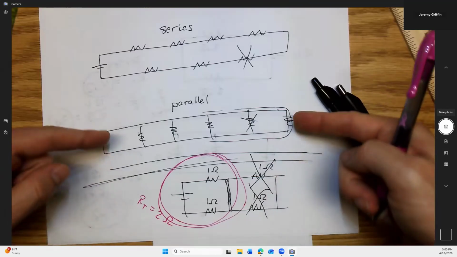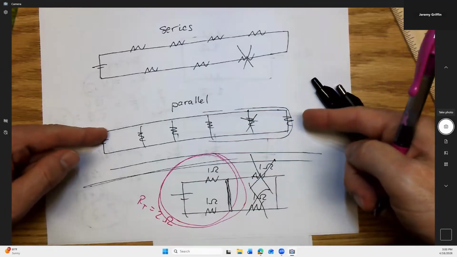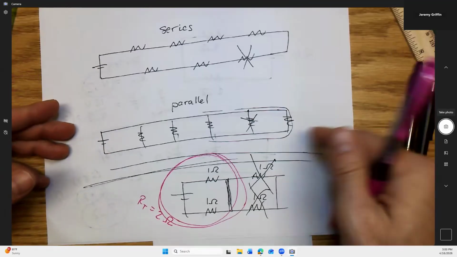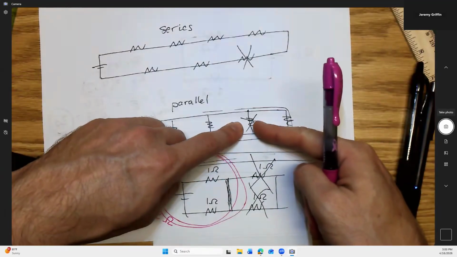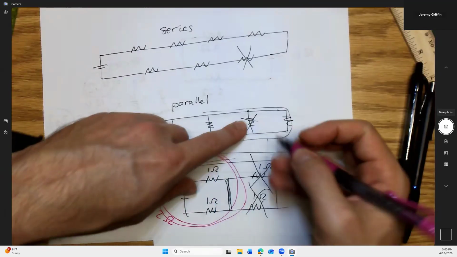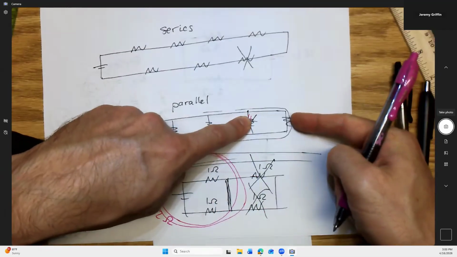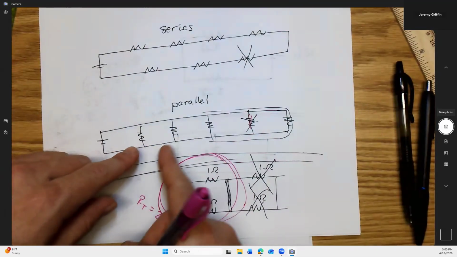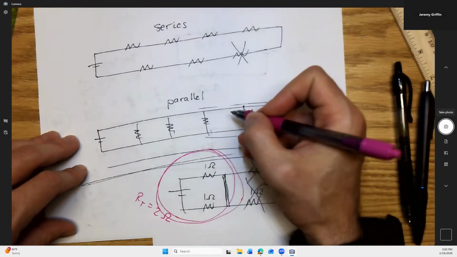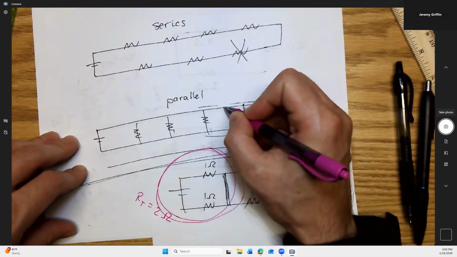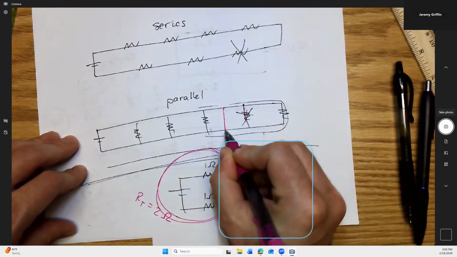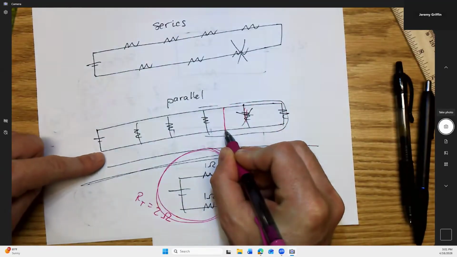But up here, there is no path of no resistance. This would open the circuit here. So if this was a wire, this would not turn on, but none of these others would either. But guys, what if you do this? What if you put a wire right here? What happens to all these lights?